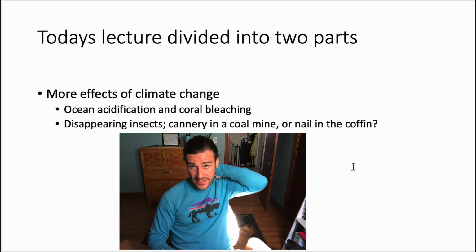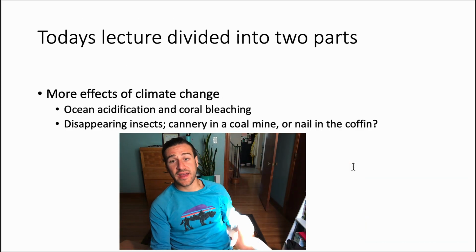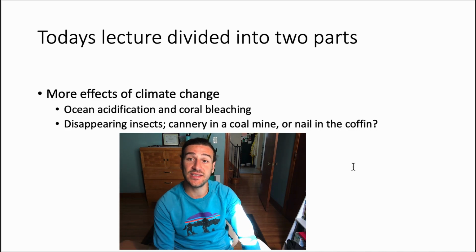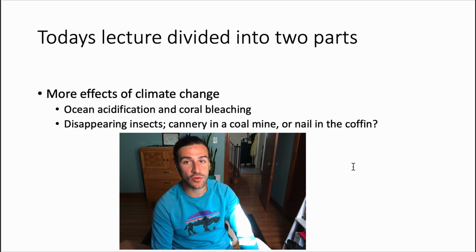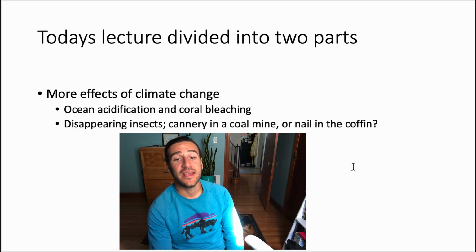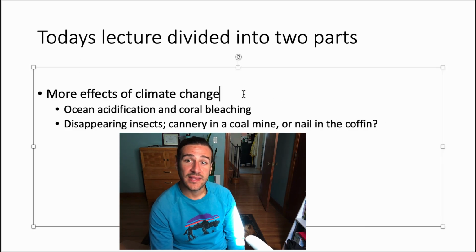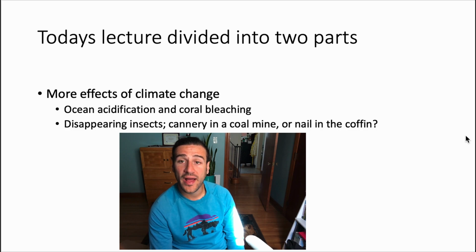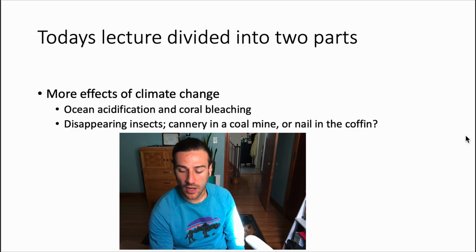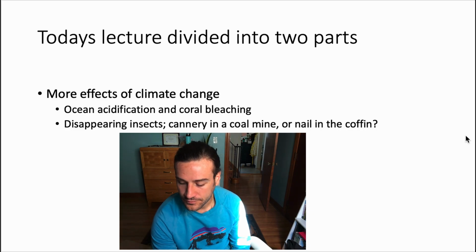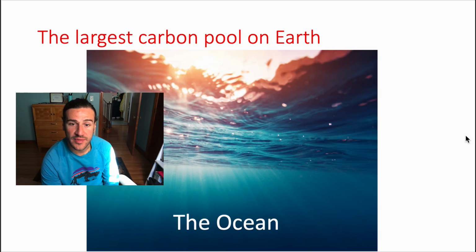So in today's lecture, like I mentioned, it's going to be divided into two parts. We're going to look at ocean acidification and how that's tied to coral bleaching, and then the disappearing insects, mainly focusing on the disappearance of bees. So is this a canary in a coal mine, or is this a nail in the coffin? So we will go over these two major effects of climate change.